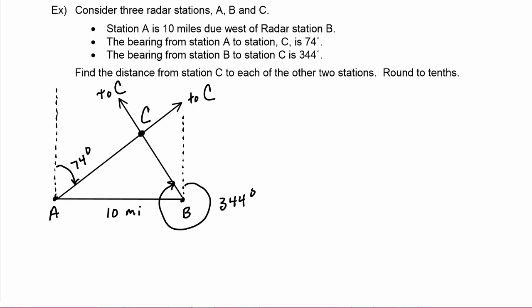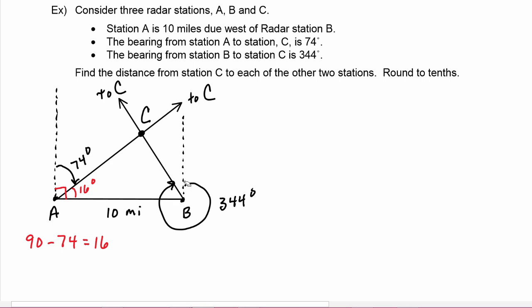So if we take a look at our drawing, we do know that north is going to be perpendicular to east. So we can put in a perpendicular symbol here. And then we can say that this angle in the triangle is going to be 90 minus 74, which is equal to 16. So we know that this angle in the triangle right here is 16 degrees.